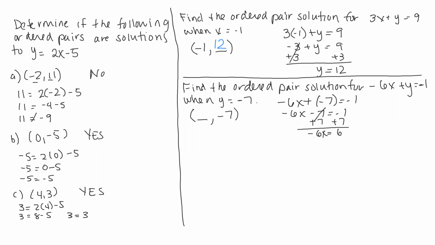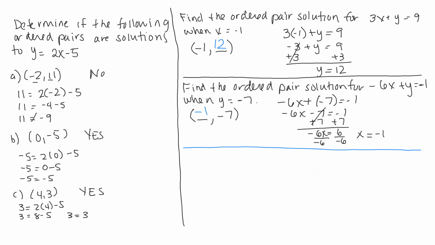That leaves me with -6x equals 6. On the left, the 7's canceled. On the right, it simplifies to 6. I divide by -6, and I get that x has to equal -1, and that's it. So now if you were to plug in -1 and -7 into that original equation, you would get a true statement. So for the ordered pair solution for -6x plus y equals -1 when y is -7, I get the ordered pair -1, -7.